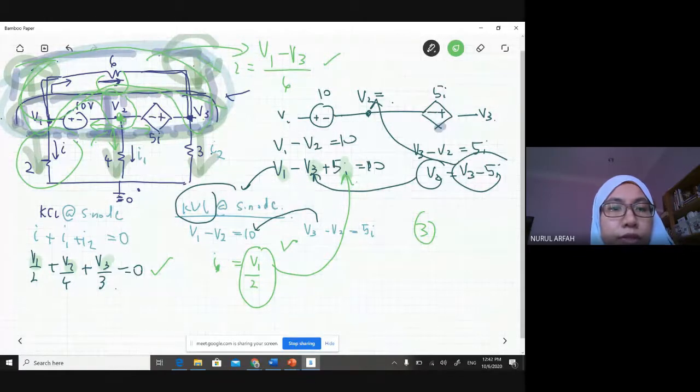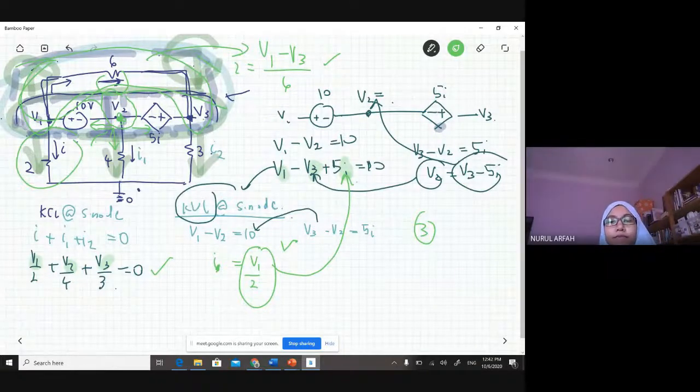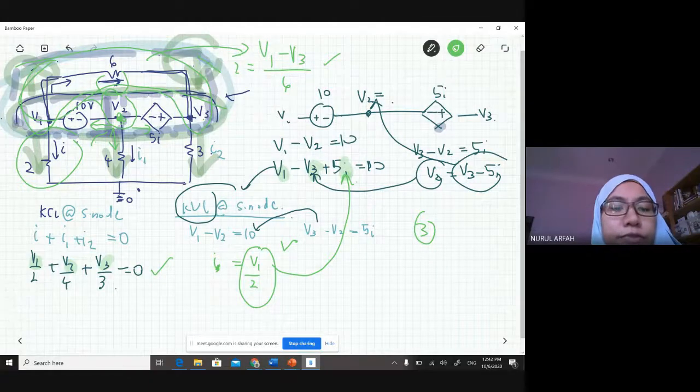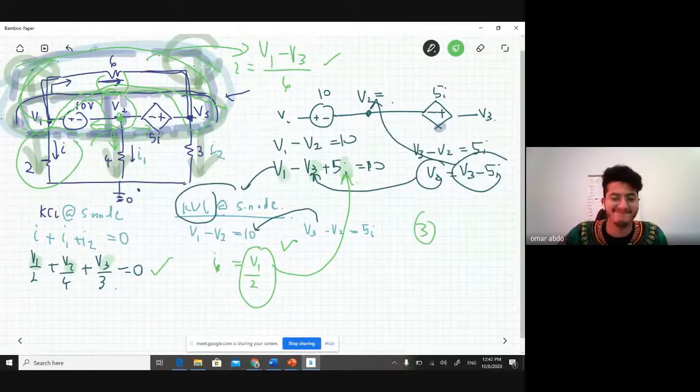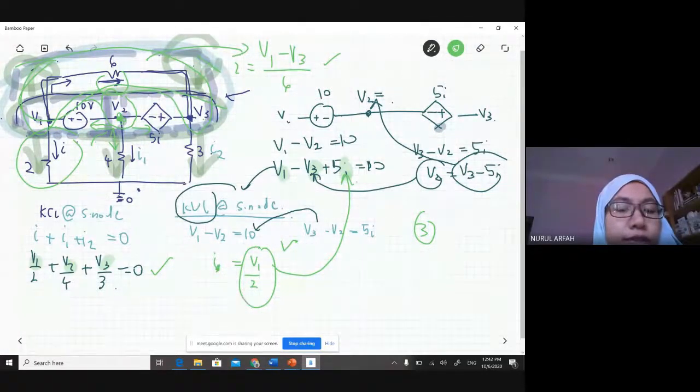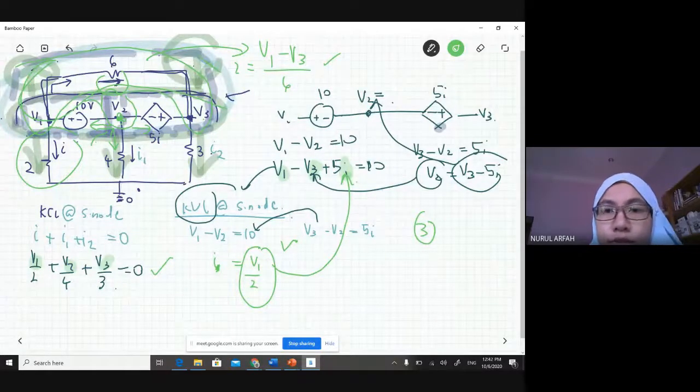Or maybe consider each one separately. Okay. Maybe I will try first and then get back to you later, brother. Is it okay? Yes, sure. But which one you try? You try using 2 supernodes or only 1 supernode?